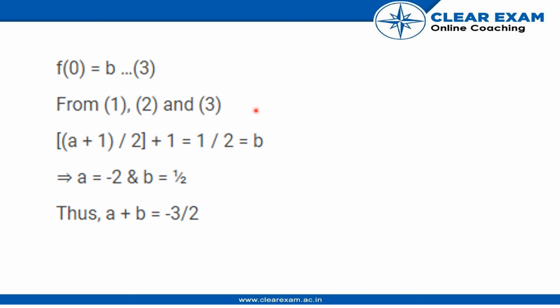So we use all these three equations to get the values of a and b to be minus 2 and 1 by 2 respectively, and we use these values to get a plus b, which is minus 3 by 2. Thank you.